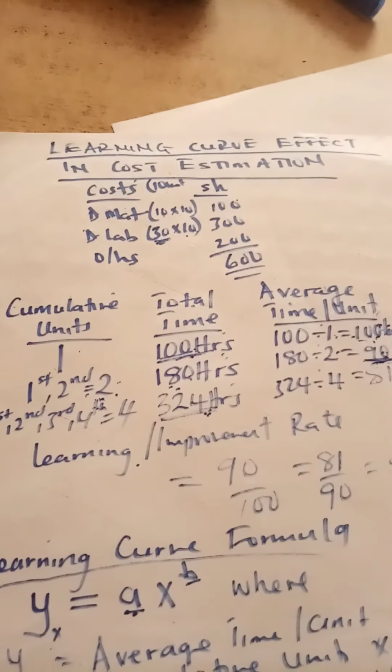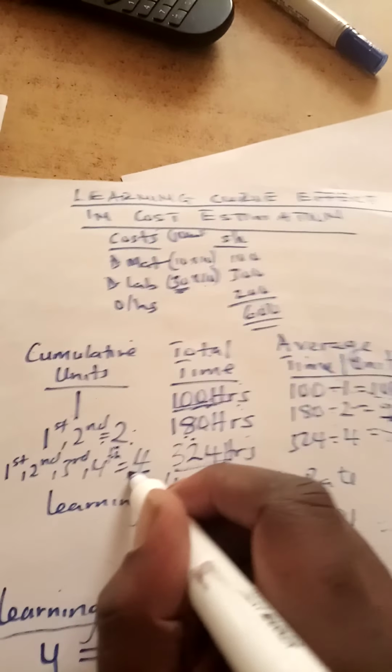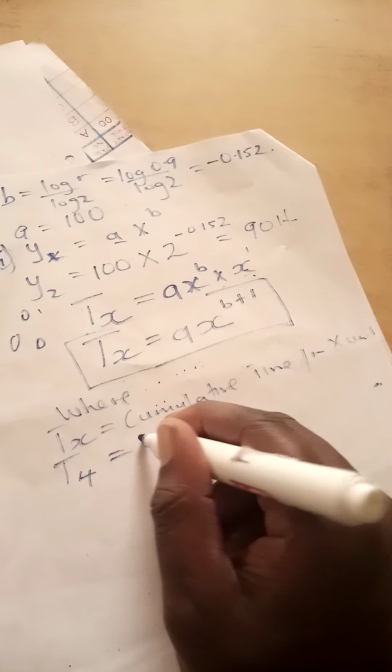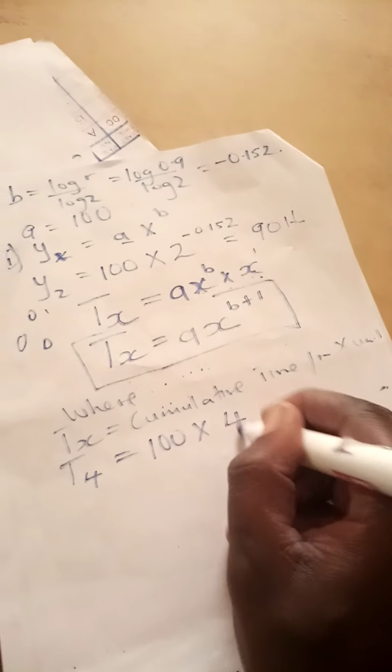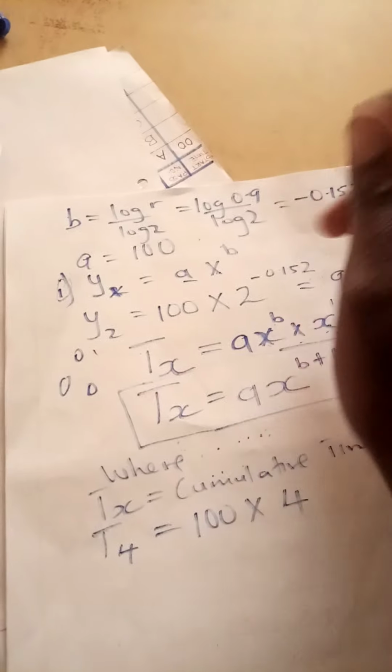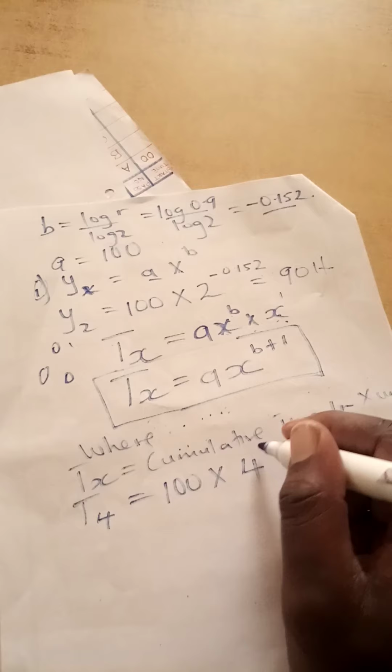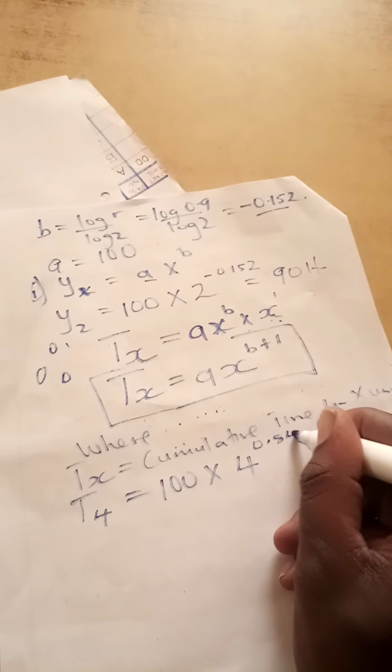So in our example, suppose I wanted to find this 324, I would say I am looking for the total time to make how many units? 4 units. So Tx is T4 in that case, and A is still 100 times the 4 units that I want to make raised to the power of B. B, we had already found, plus 1. So minus 0.152 plus 1 gives minus 0.848. If we solve this, we should get exactly the 324 that we are getting for these employees that are improving at a 90% rate.